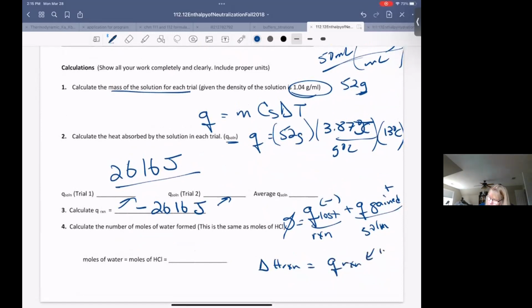We're going to put this in kilojoules, and we're going to normalize this to the number of moles that have reacted. We can get moles. We can either do water formed or HCl reacted or NaOH reacted. Doesn't matter, it's 1 to 1 to 1.